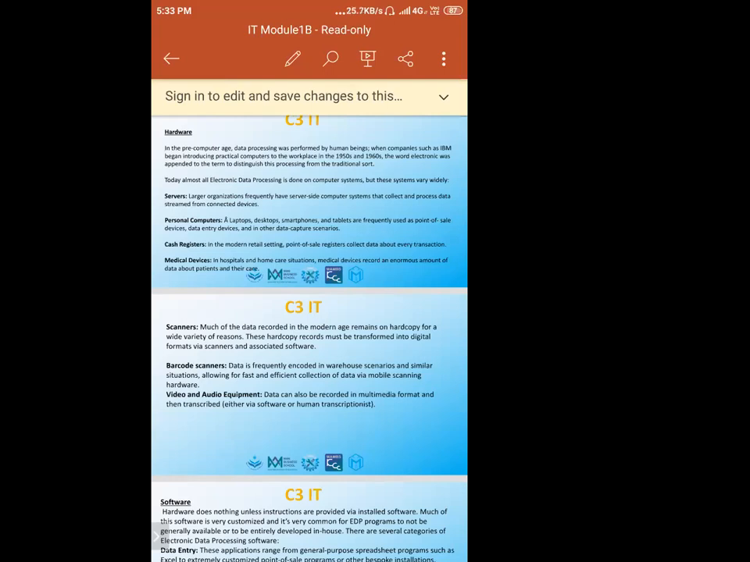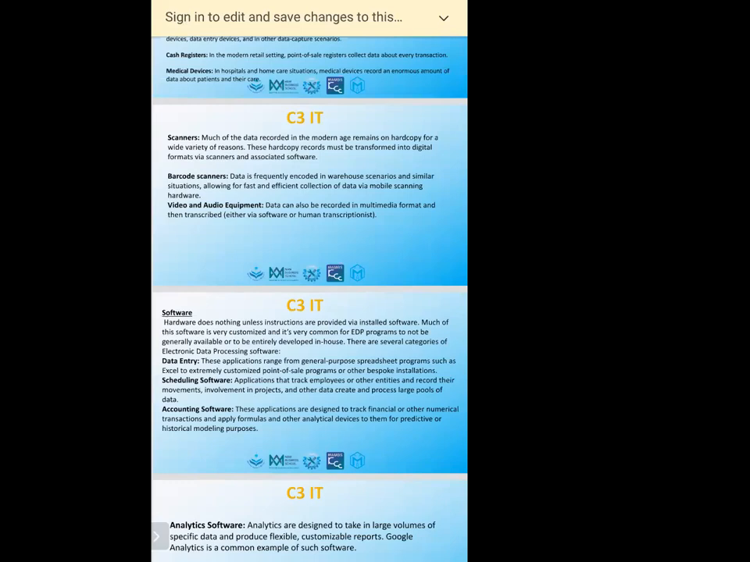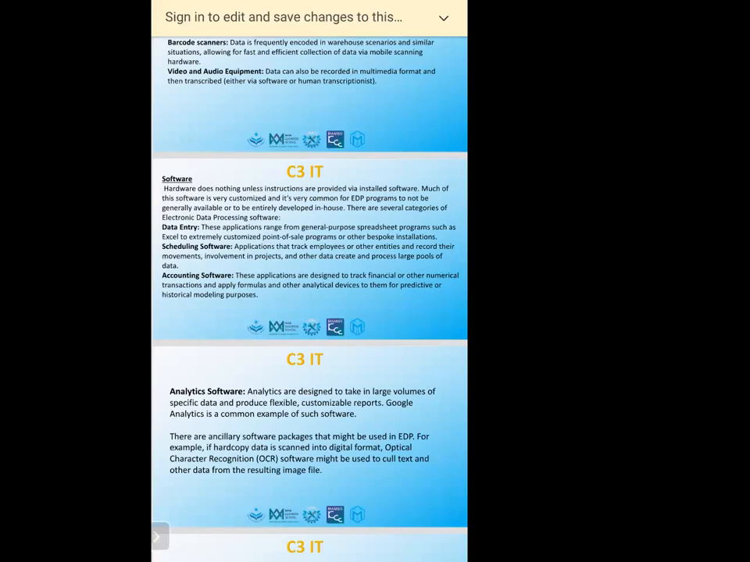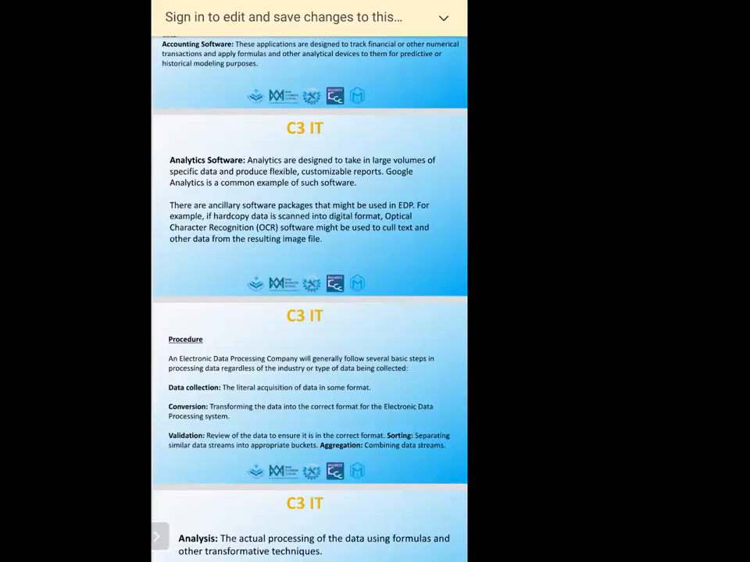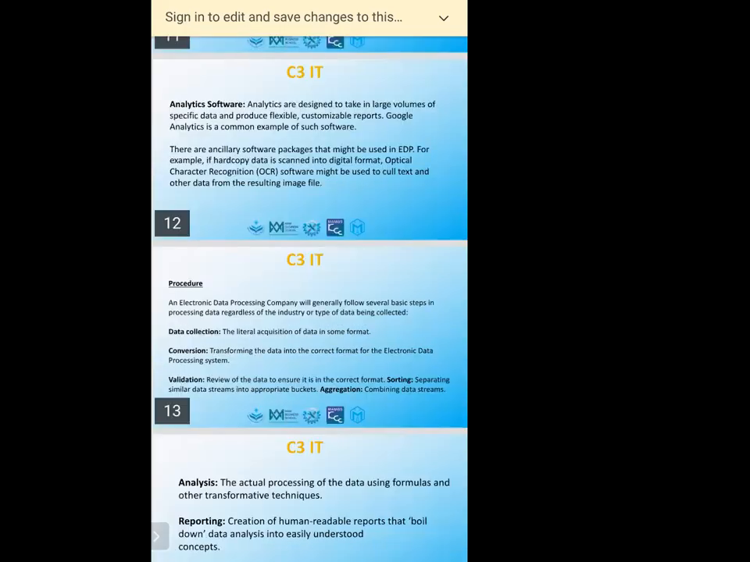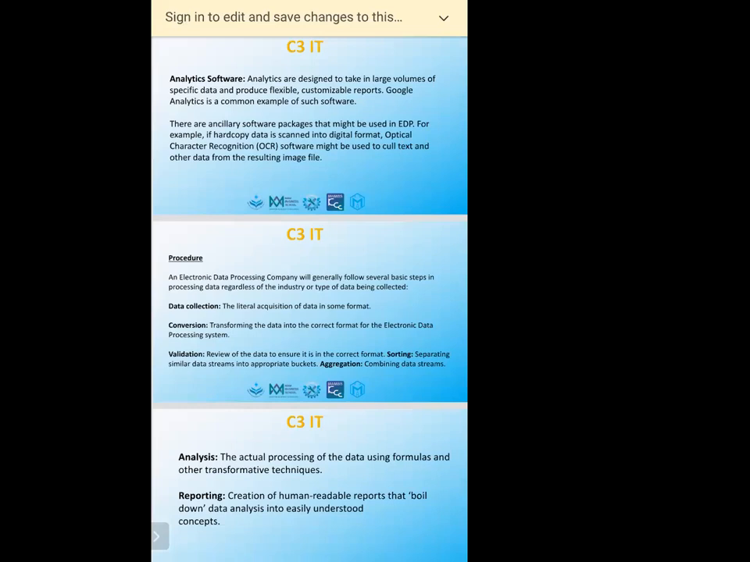Okay, fine. So next, what are the EDP software? Data entry software, scheduling software, accounting software, analysis software. Then procedures. What are the procedures? Data collection, conversion, validation, then analysis and reporting. So these are the procedures for your EDP section.